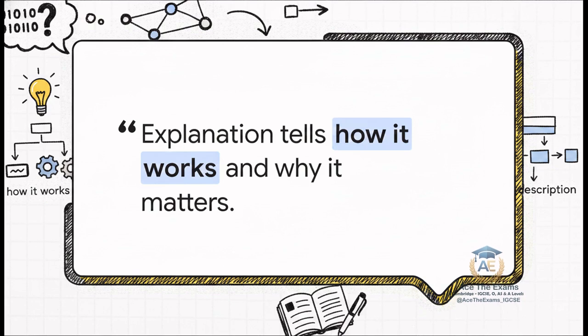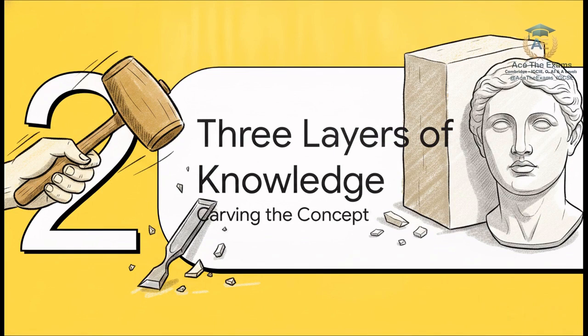If you only describe what binary is, your answer sounds safe, sure, but it is way too shallow to get the points. Conversely, if you jump straight into explaining how a system works without clearly naming and describing the core concept first, your response can sound confused and disjointed. You have to balance the what with the how and the why. Which brings us to Section 2, 3 layers of knowledge. This is where we start carving the concept.